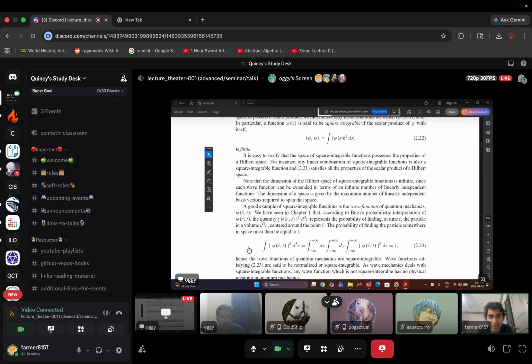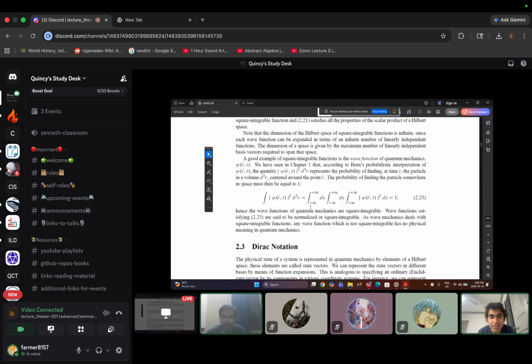Okay, we have this equation here. Hence, the wave functions of quantum mechanics are square integrable. Wave functions satisfying 2.23 are said to be normalized or square integrable. As wave mechanics deals with square integrable functions, any wave function which is not square integrable has no physical meaning in quantum mechanics.